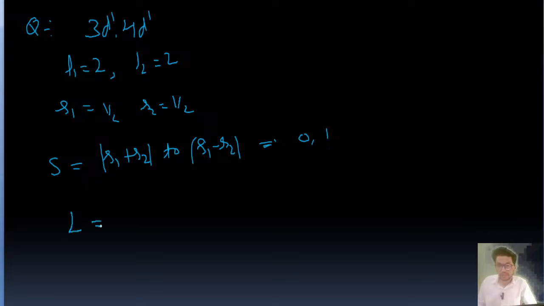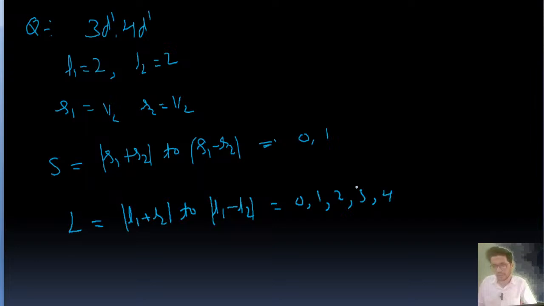L value is L1 plus L2. I'm writing directly now. Okay, L1 minus L2. We have practiced a lot. So this one, 2 to the 4, 2 0, right? So 0, 1, 2, 3, and 4. Okay, L, right?